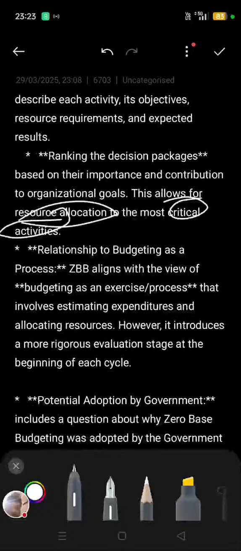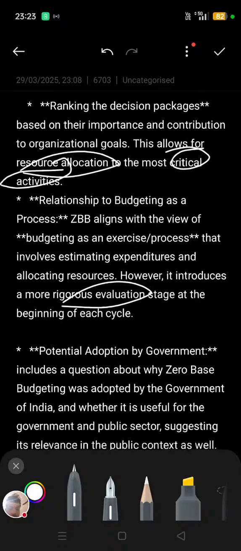Relation to budgeting as a process. Zero based budgeting aligns with the view of budgeting as an exercise and process that involves estimating expenditure and allocating resources. However, it introduces a more rigorous evaluation stage at the beginning of each cycle.